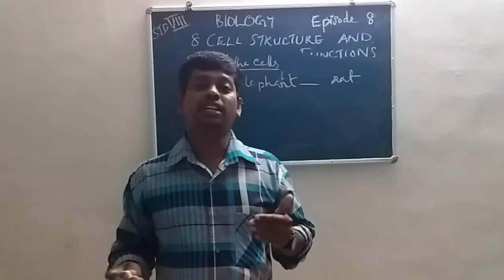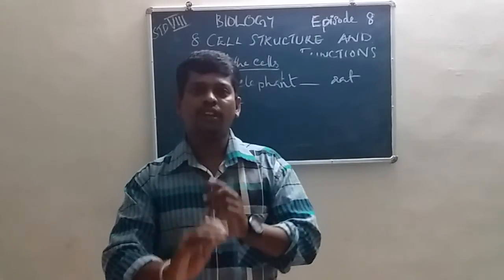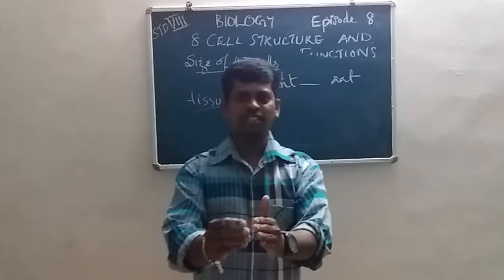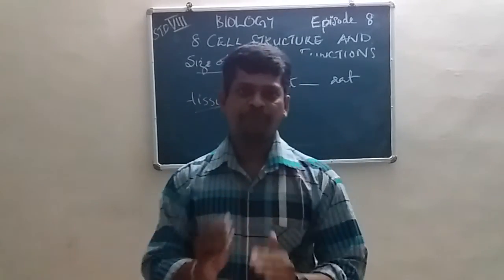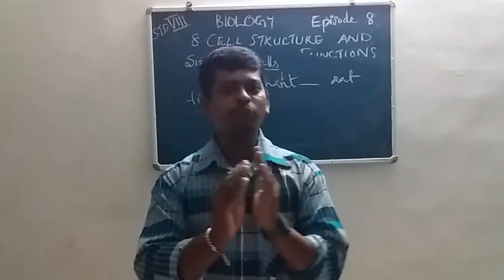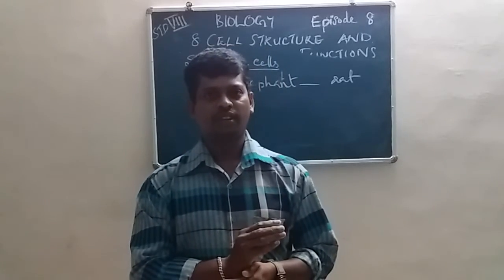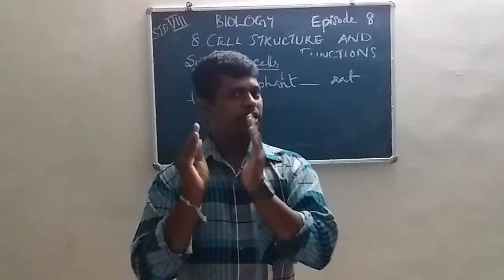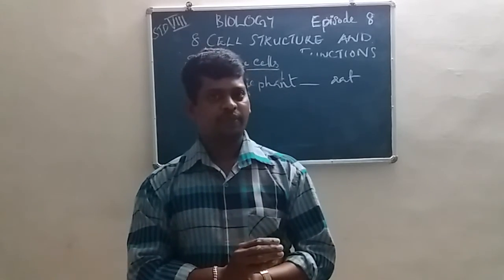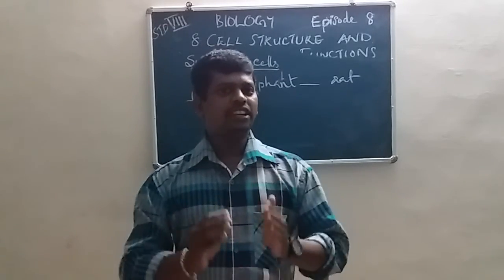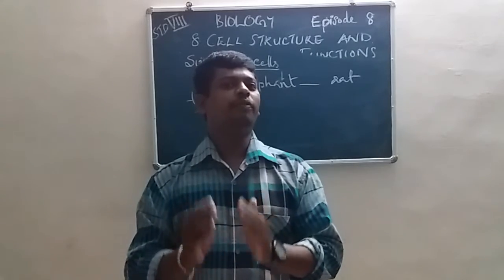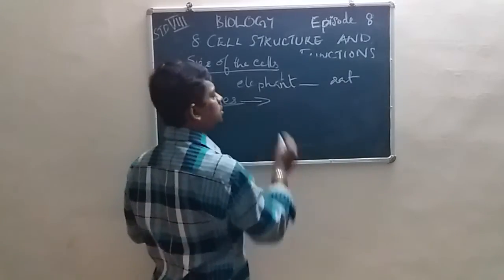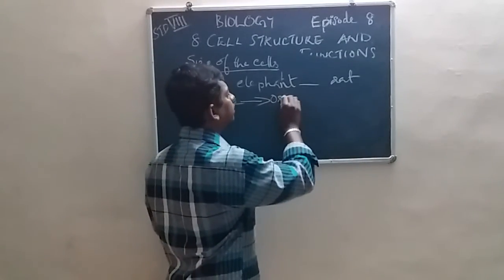The tissues join together for a particular function. So a group of tissues is there, and that particular function is done by a specific organ. That is the organ. Tissues are converted into an organ.